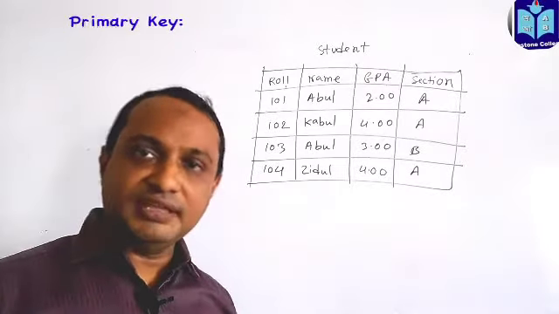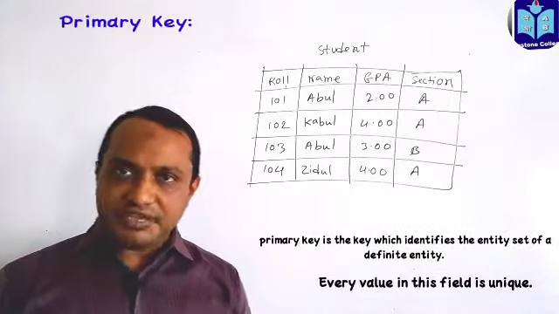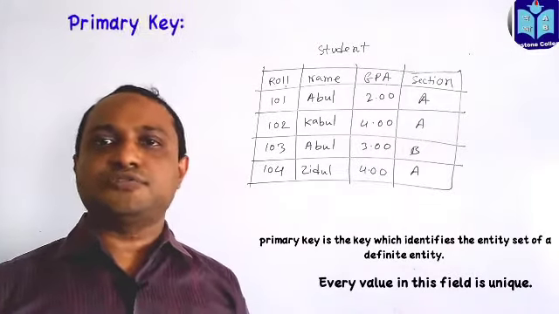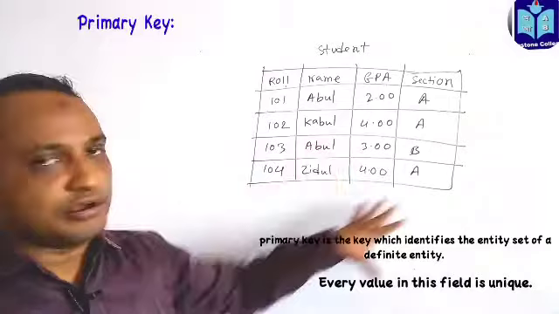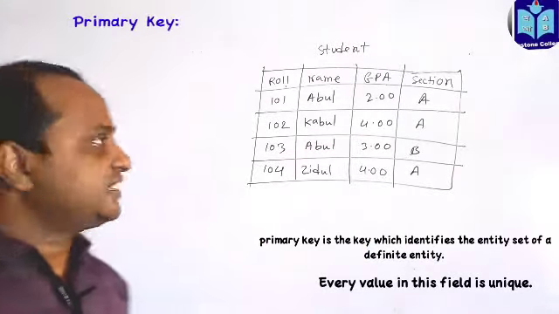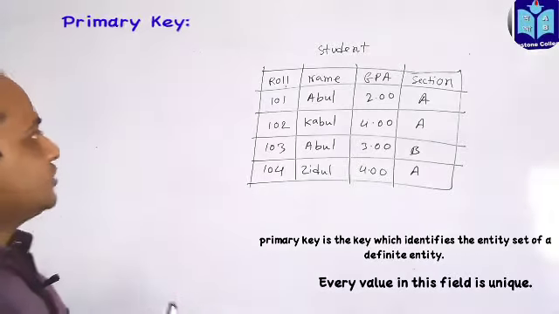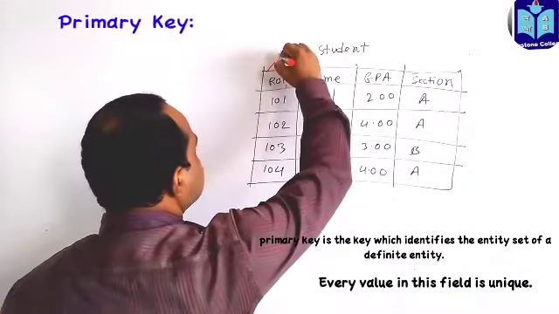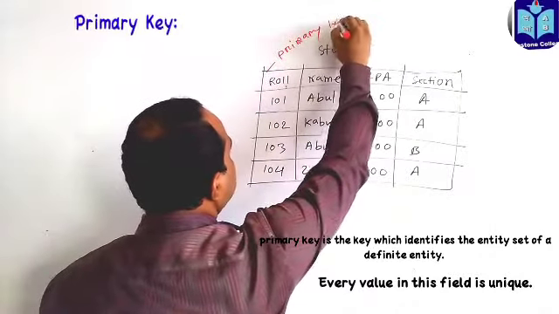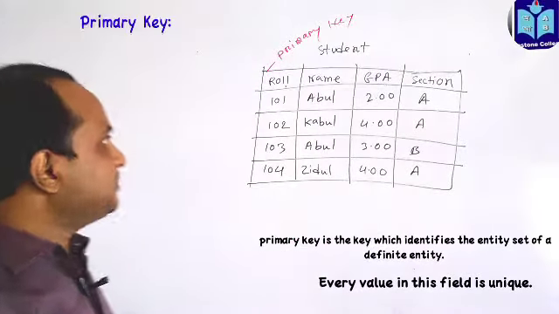So what is primary key? Primary key is a unique field which is used to identify a specific record from database. This is a table or database. I want a specific student. For this reason, I can use role. Here, role is a primary key, right? Primary key is role.